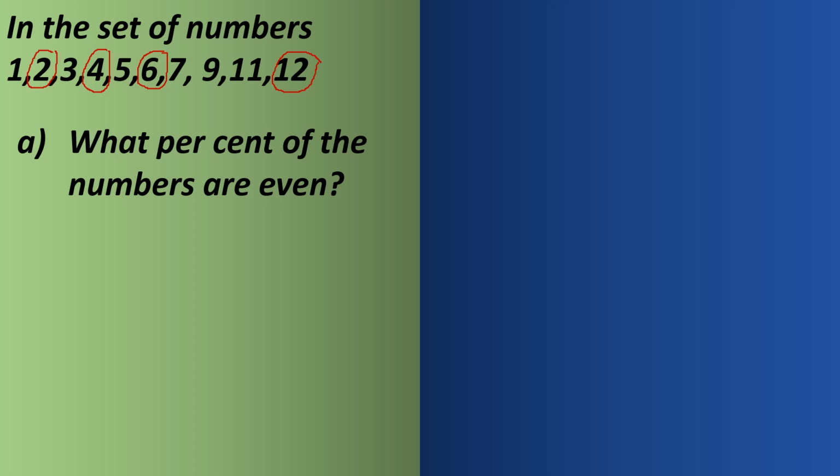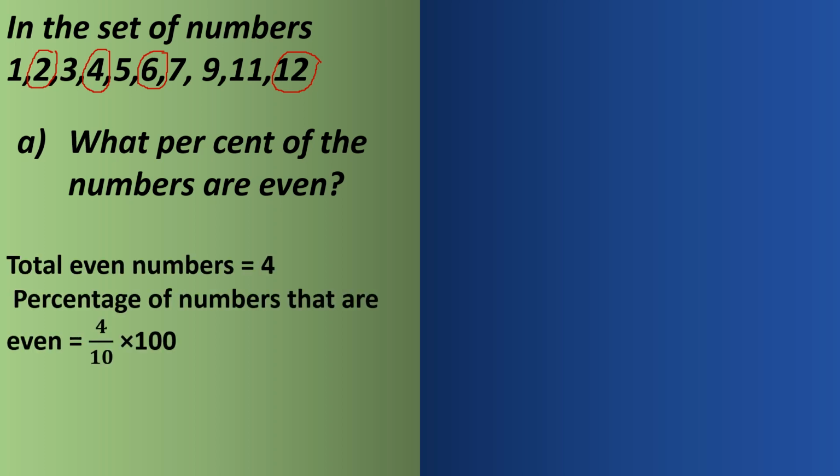It means how will we find out the percent? 4 by 10 multiplied by 100. Now just solve this. To solve, 0 and 0 will be cancelled and you will get 40%.